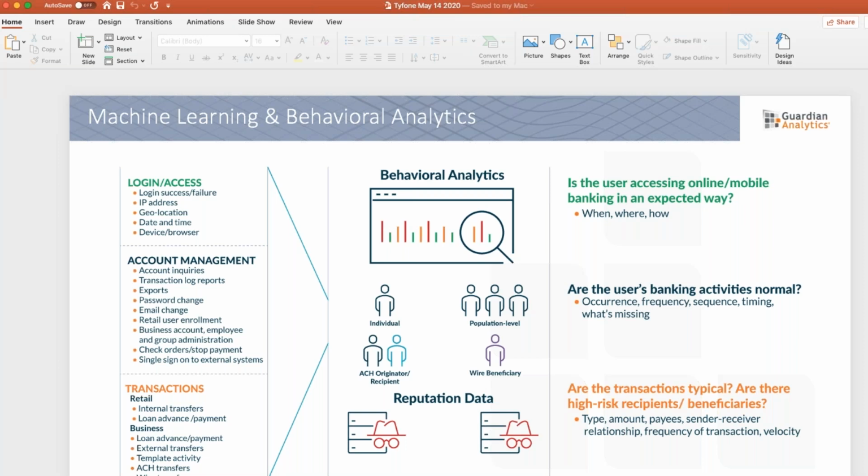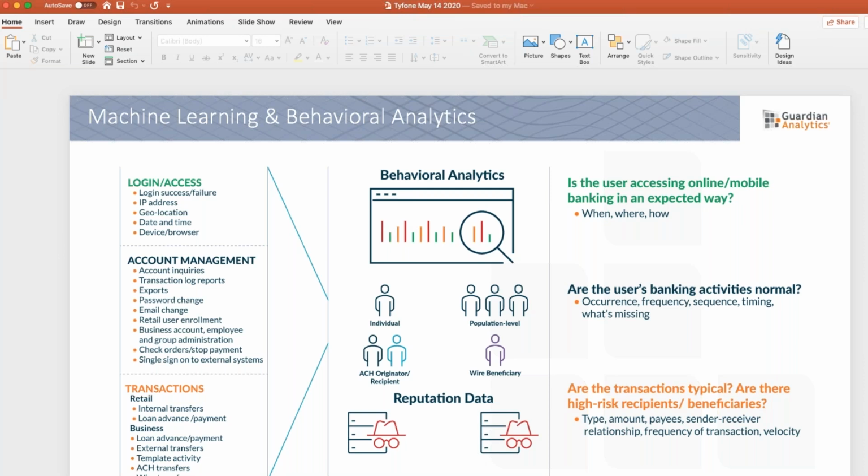Some of the examples are login and access behavior: the IP address they're coming from, the geolocation, time and day, and the device and browser they use. We also look at their account management behavior, such as account inquiries, transactions, how they change their password, and whether they enroll in certain banking services. And lastly, we look at the transaction behavior for both retail and business users. There are internal transfers, to whom and where the funds are moving, how frequently they move the funds, and then for business, for example, whether they use a template to do their ACH or wire transfers, or they do ad hoc one-time transfers.